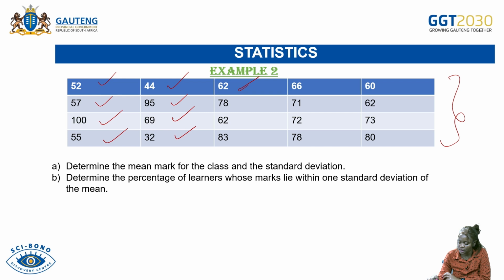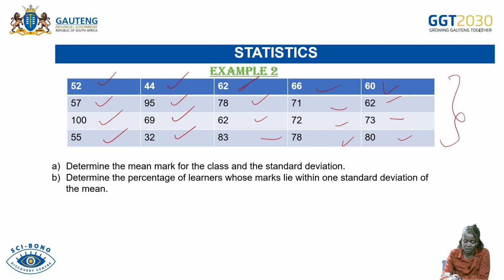So I'll enter my 62 equal sign, 78 equal sign, 62 equal sign, 83 equal sign, 66 equal sign, 71 equal sign, 72 equal sign, then 78 equal sign, 60 equal sign, 62 equal sign, 73 equal sign, and then it's 80, and then it's equal sign. So you insert your data set up until the last one, which is 18.